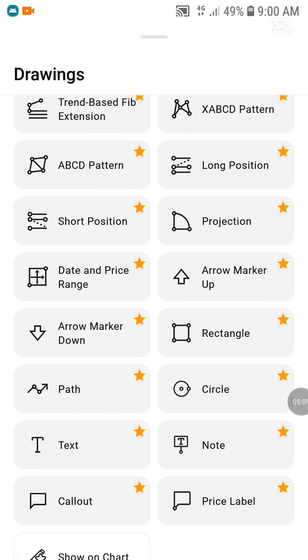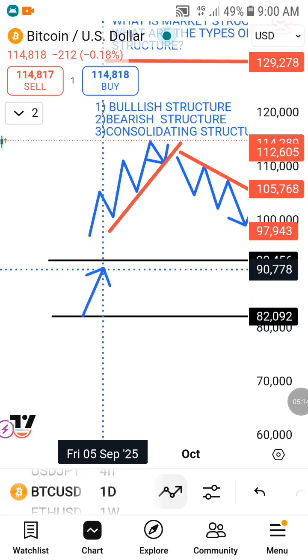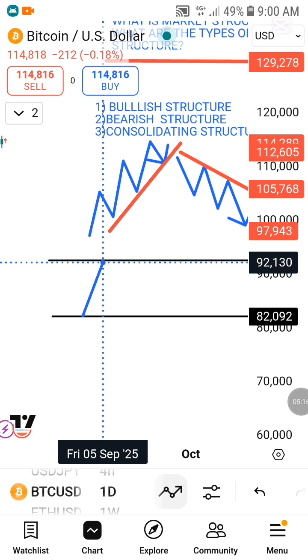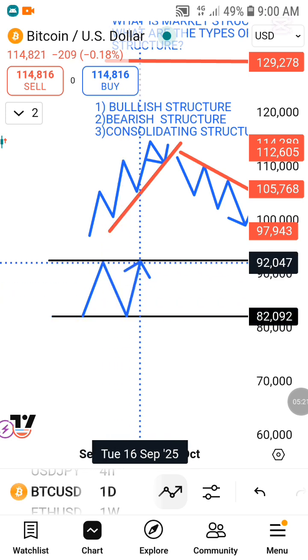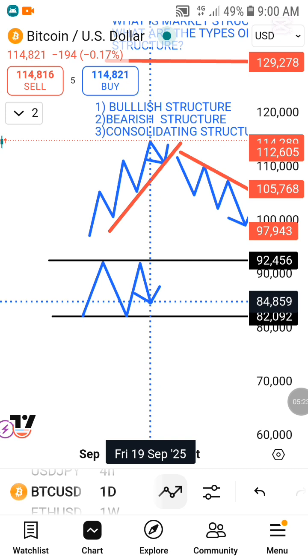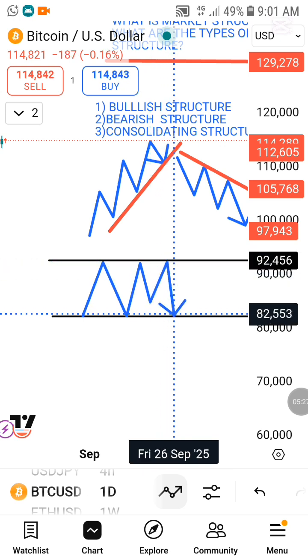Let me show you. This is the consolidating market. The market doesn't have a specific direction. The distance between the high and the low tend to be equal. Can you see? Sometimes it can come halfway like this and then break down again.